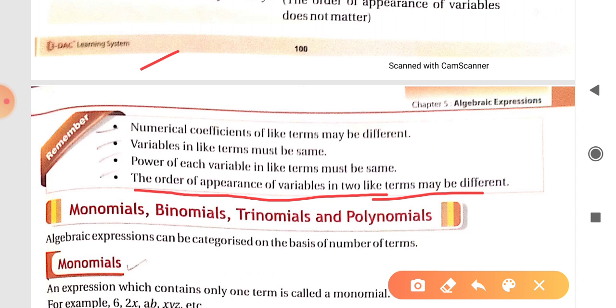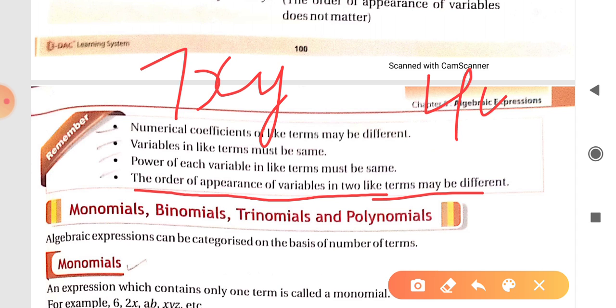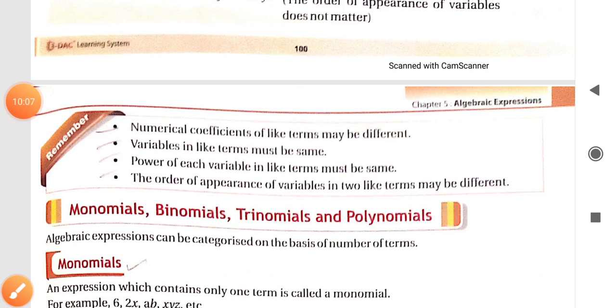For example, 7xy and 4yx. These are like terms. The order does not matter, the order may be different, because xy can be written as yx. Thanks.